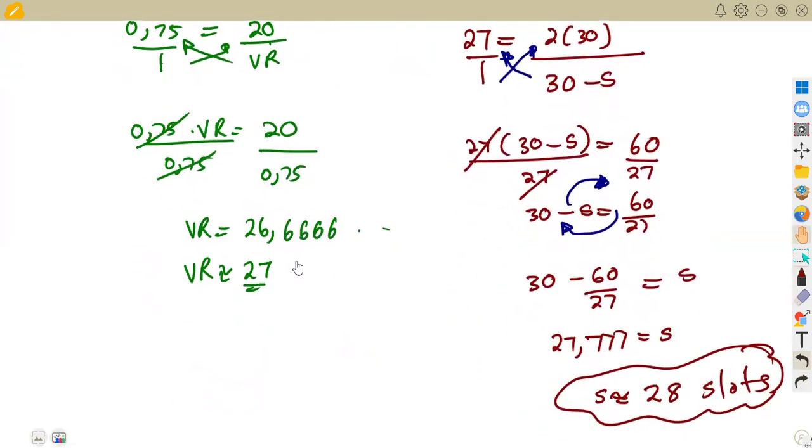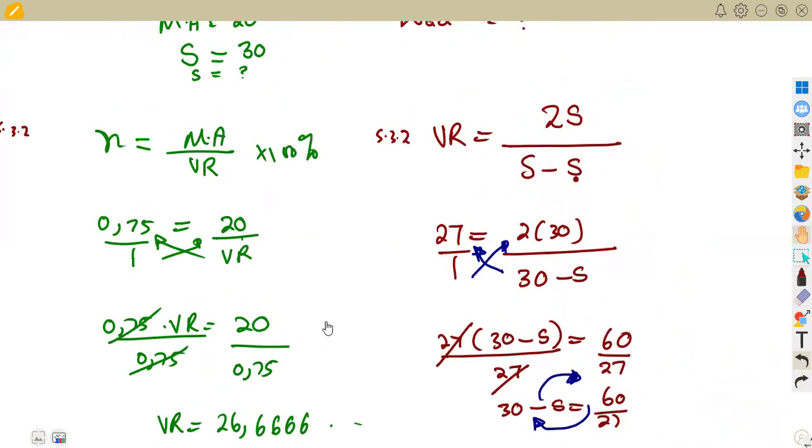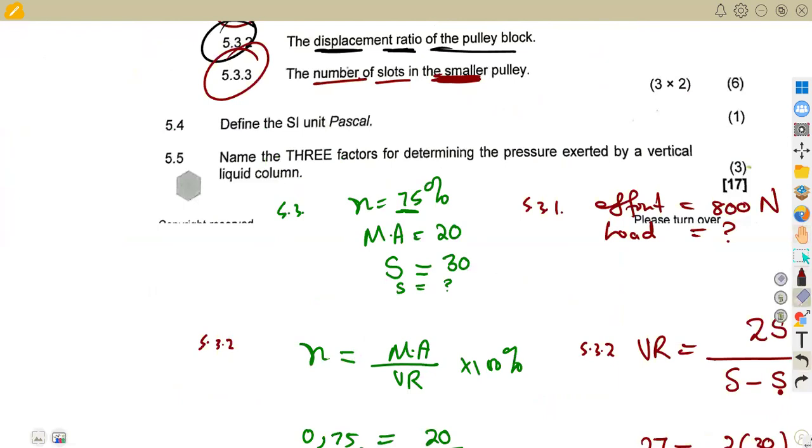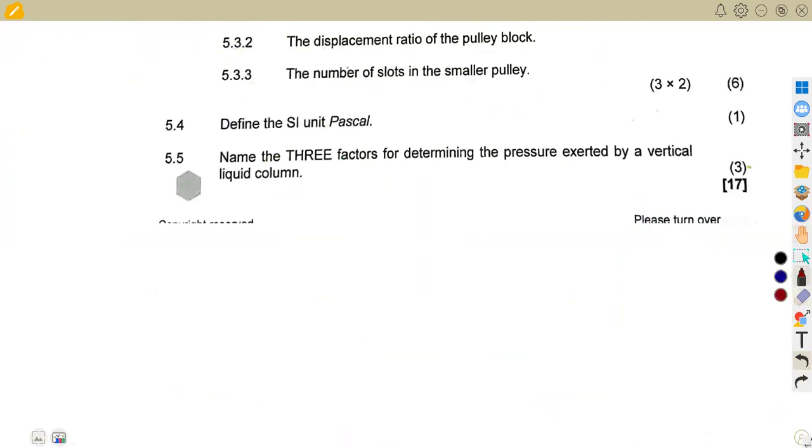You must play around with your questions, understand your questions properly, all right? That is it, guys. You need to understand how the questions are given and how to answer the questions.